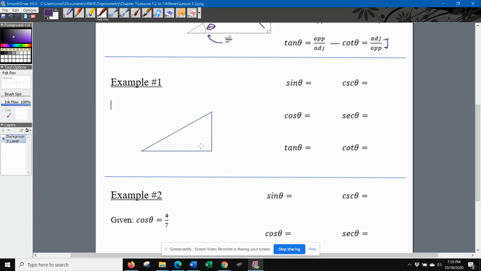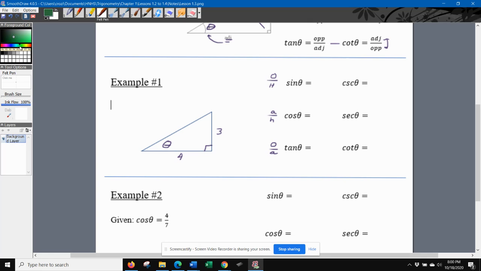So example 1, we're given a right triangle. Theta is marked as this angle, and we're told this side is 4, and we're told this side is 3, and we're asked to find the sine, cosine, tangent, cosecant, secant, cotangent. Well, what do they mean again? Sine is opposite over hypotenuse. So CAH is A over H, and TOA is O over A.